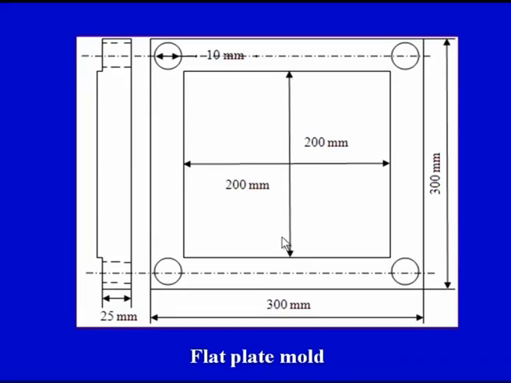Now this is one diagram of a simple flat plate mold. You can see the holes for fixing up the two parts, and we have this raised portion which can be given a very good surface finish with the grinding process. The layup, or the hand layup process, would be carried out on this particular surface, and a very good surface finish can be got. So this is that raised portion here, 200 millimeter by 200 millimeter.